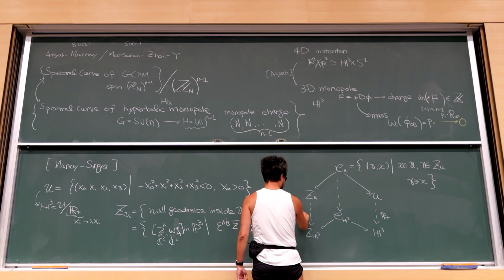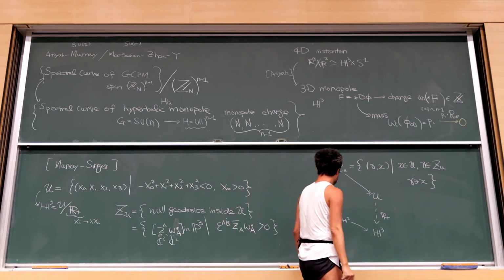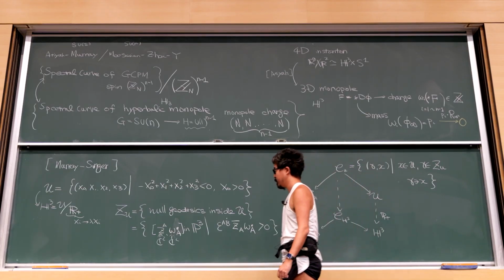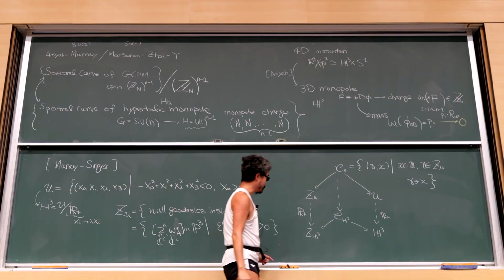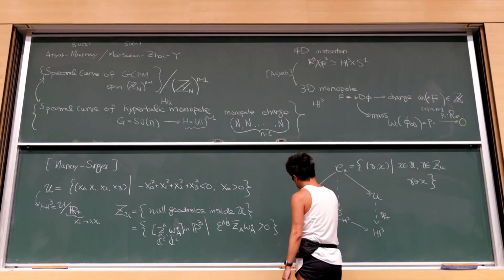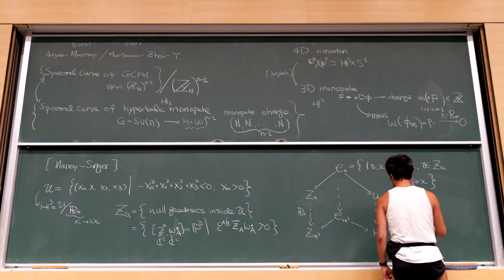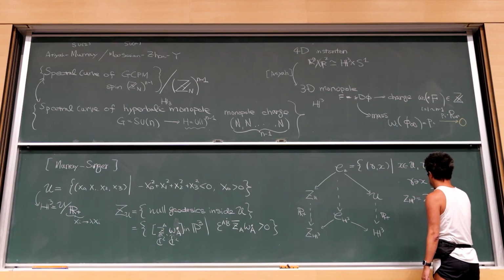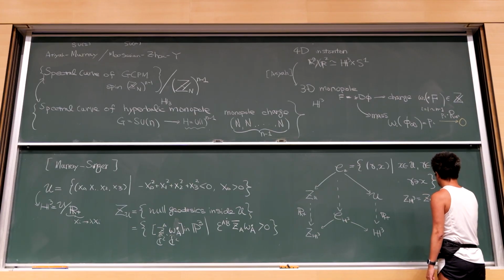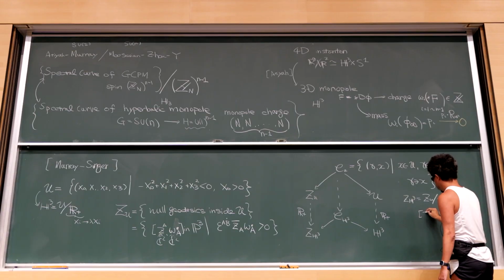And this is also an R plus reduction. This R plus reduction acts by multiplying the first two coordinates. So Z of H3 is Z of U over R plus, where this R plus acts, if you have four coordinates, on the first two coordinates only.